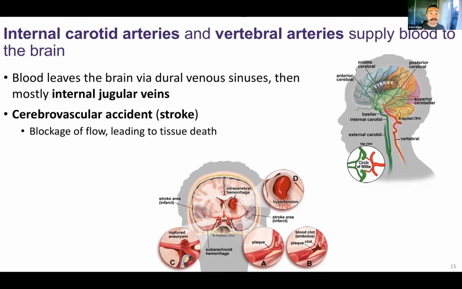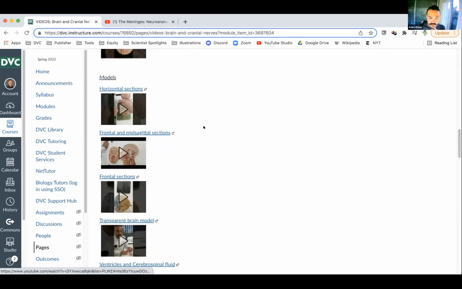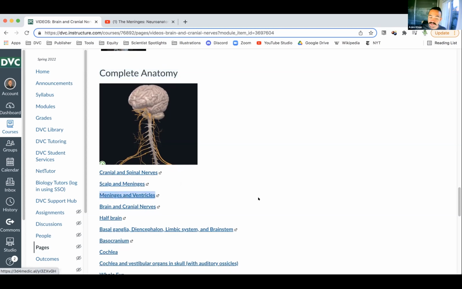Let's take a look at Complete Anatomy, a 3D model of all of this, of the different ventricles and areas where cerebrospinal fluid flows. And then we can take a look at a cadaver for the different meninges. If you go to our Canvas page, videos of brain and cranial nerves, scroll down to look at the Complete Anatomy screens. There's a lot of useful screens here. The one screen that I'm going to click on right now is the meninges and ventricles screen.